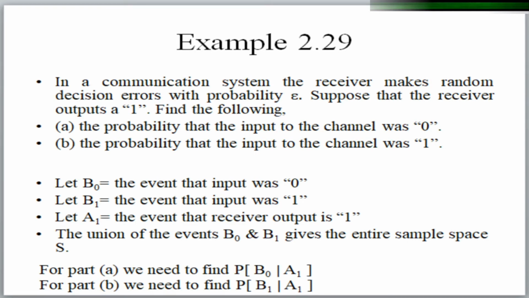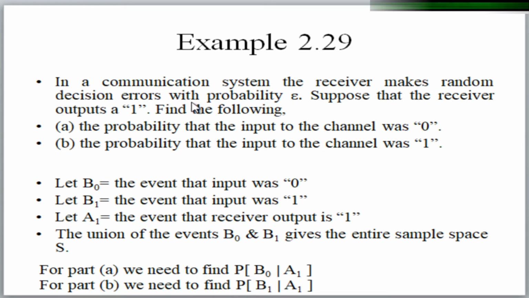This is example 2.29, and what it is asking is, in a communication system, the receiver makes a random decision error with probability E. Basically, communication channels are important applications of probability and statistical theory. You have to apply all your probability, your random error rates, and all these things in communication channels, which you guys will study in your other semesters.